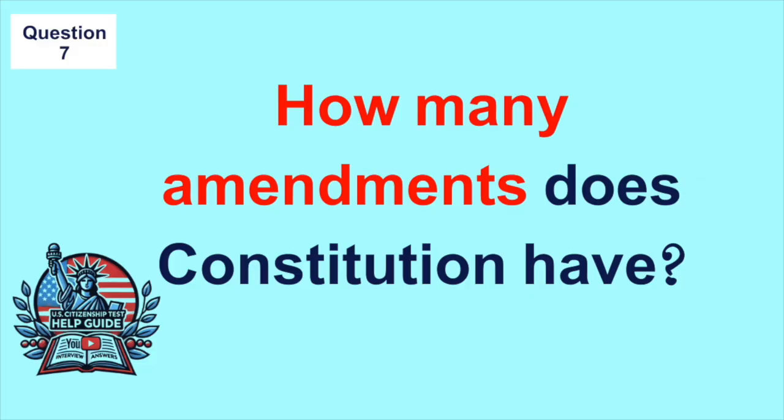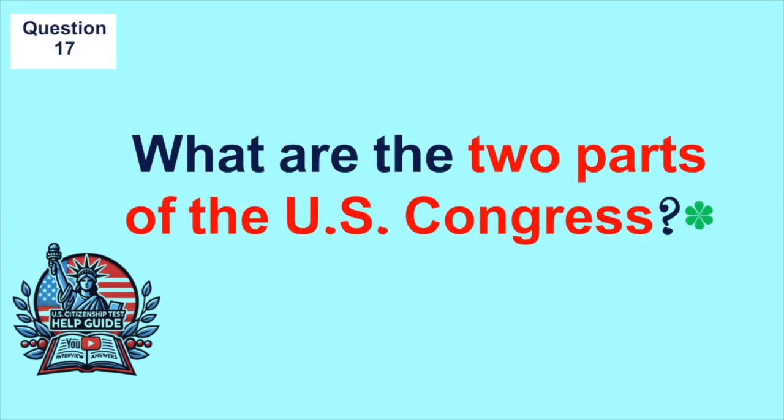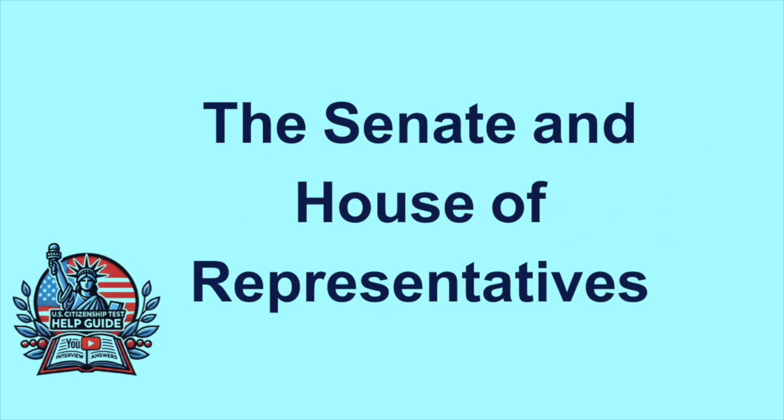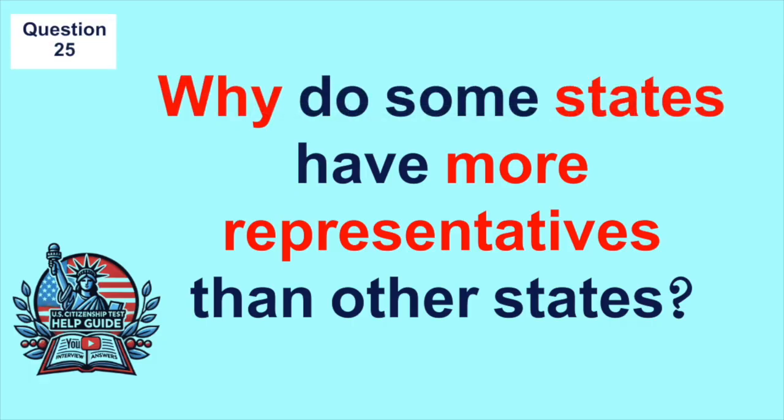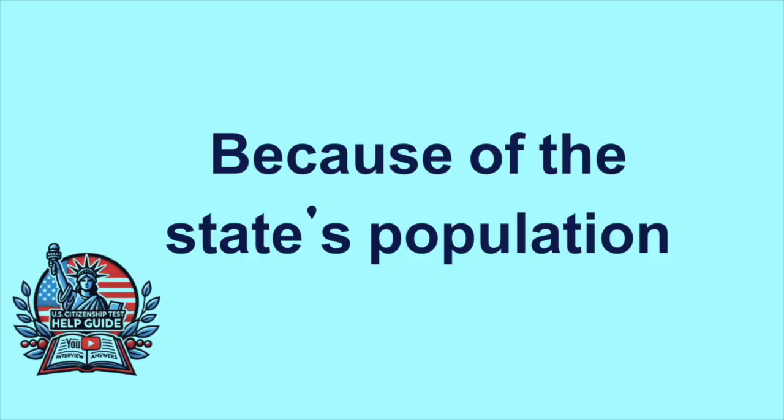How many amendments does the Constitution have? 27. What are the two parts of the U.S. Congress? The Senate and House of Representatives. Why do some states have more representatives than other states? Because of the state's population.